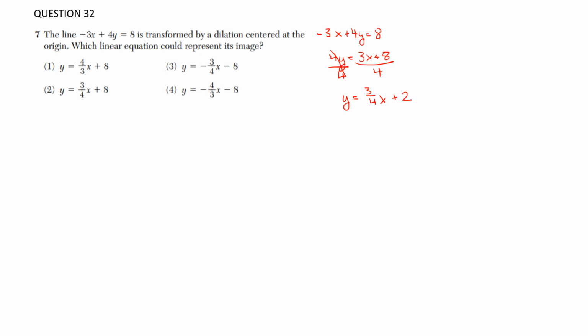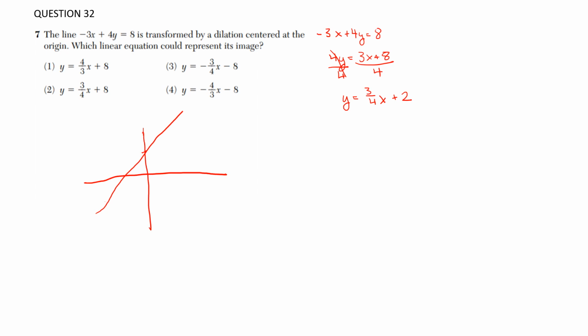So now let's think, what happens when a line is dilated, right? So let's do a rough graph of this. We have 3/4 x, so we know that it's sloping, it has a positive slope, and it intersects the y-axis at y equals 2 here.